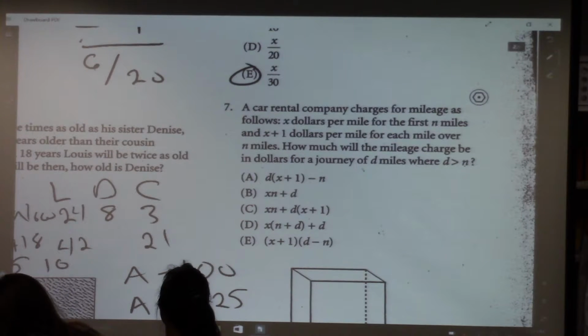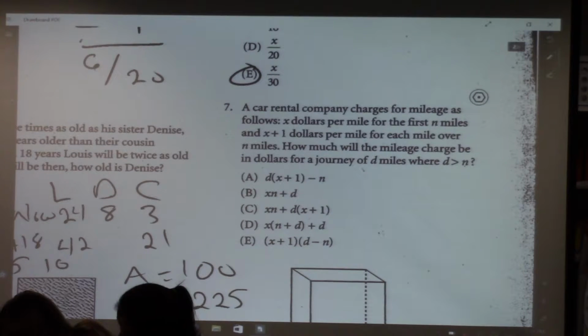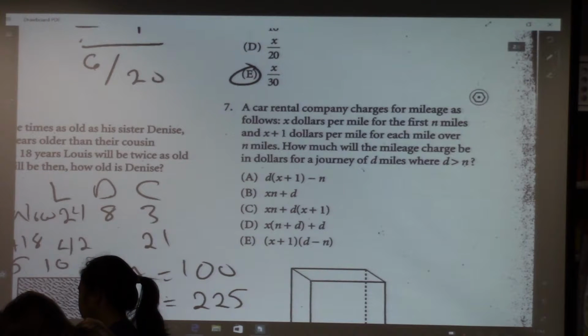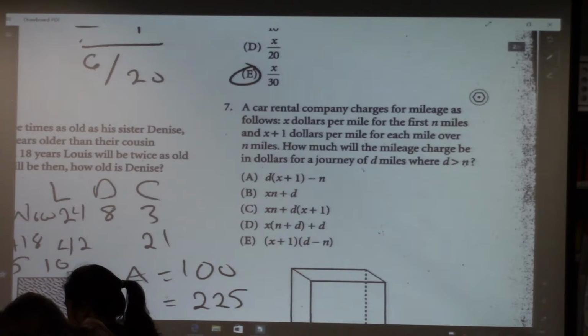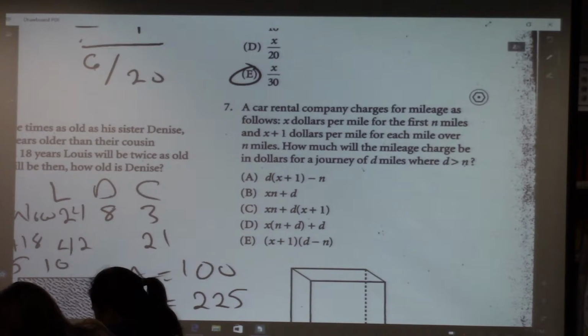Okay, let's go with Kayla. A car rental company charges for mileage as follows: X dollars per mile for the first N miles, and X plus $1 per mile for each mile over N miles. How much will the mileage charge be in dollars for a journey of B miles where B is greater than 10? Okay, so this is a situation where we have a lot of variables in the answer choices, right?